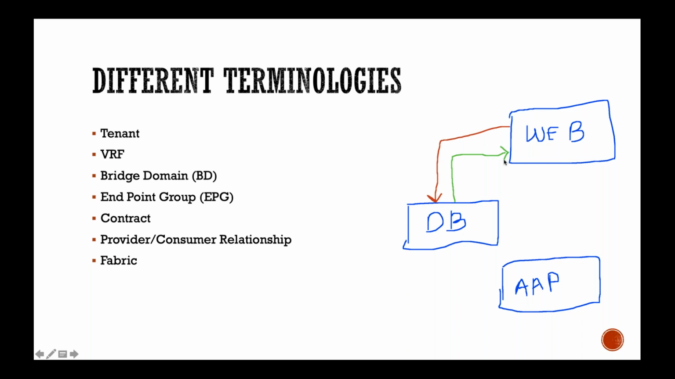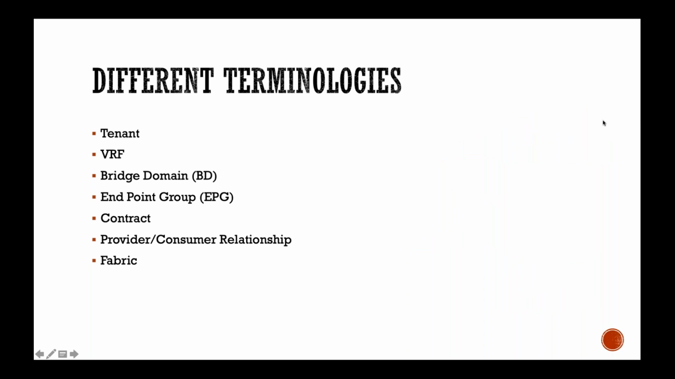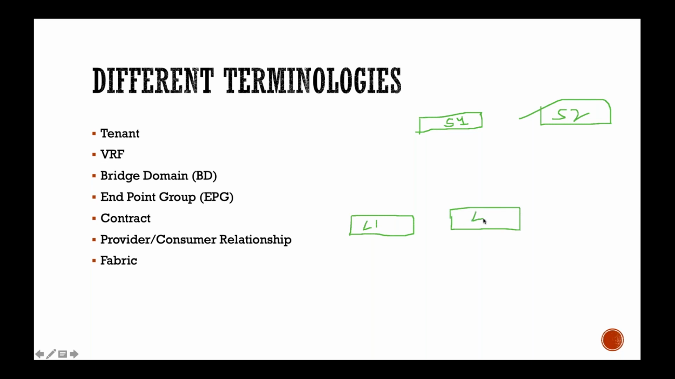Okay, and then the last and most important is fabric. What exactly is the fabric? Fabric actually consists of two things. Fabric is a combination of spines and leaves. You have spine, which is known as the back plane, and then you have leaves, which are known as the forwarding plane. Forwarding plane means you actually connect your servers and all to those leaves.